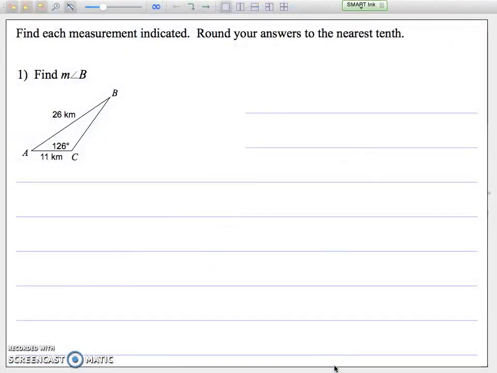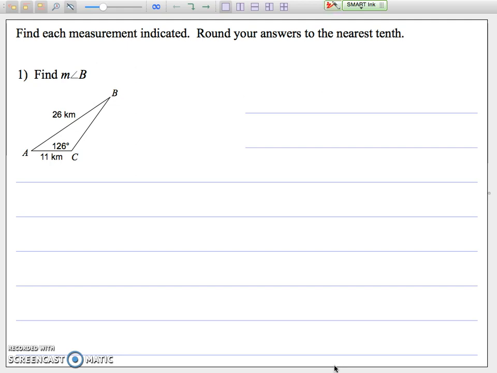This is the last thing we're going to learn about trig. We're going to learn about the law of sines and the law of cosines. Basically, these are used when you have any triangle, so it does not have to be a right triangle. We're going to start with the law of sines.